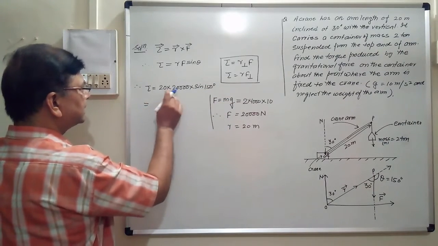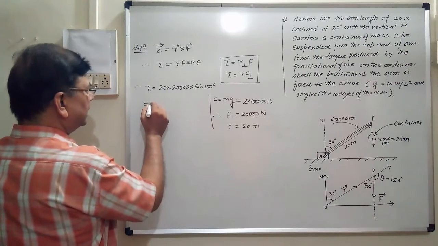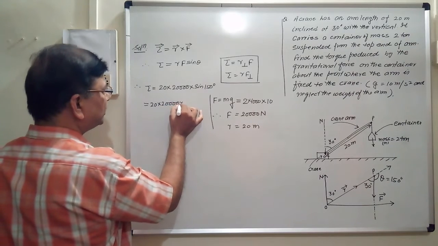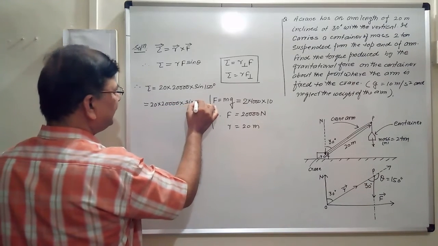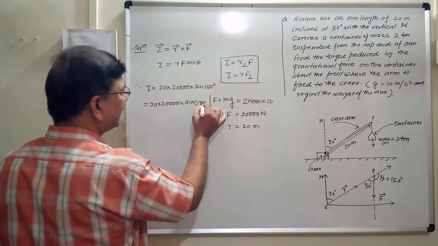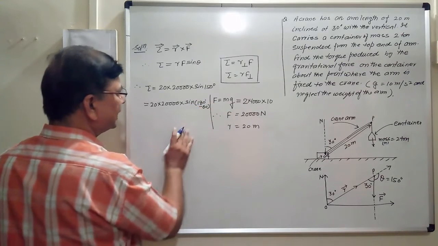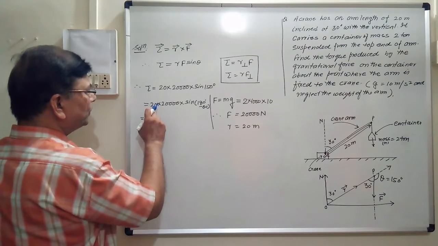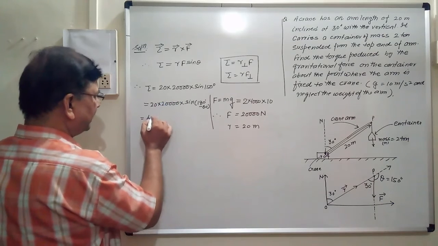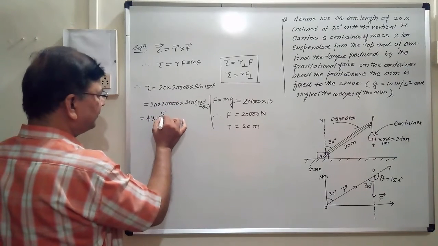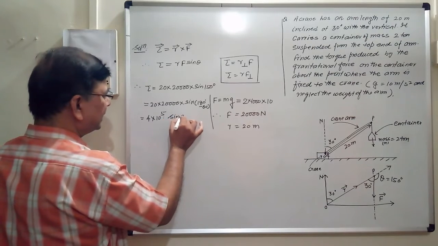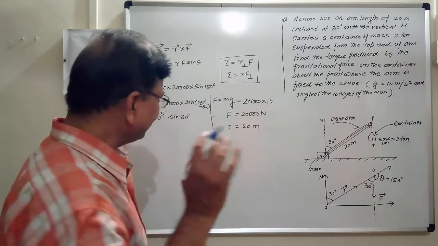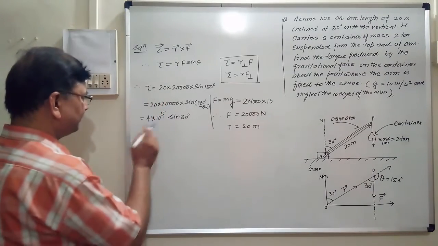So this is 20 into 20,000 into sine 150, which means sine of 180 minus 30 degree. That is equal to 4 into 10 to the power 5 into sine 30 degree, because sine of 180 minus theta is equal to sine theta.